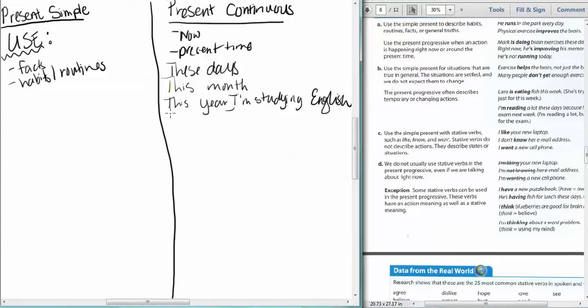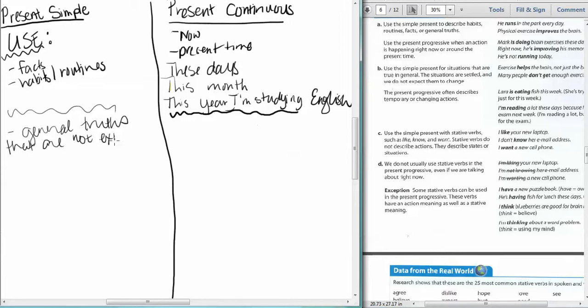So this is another piece, okay? This is another piece of present simple versus present continuous. General truths that are not expected to change.